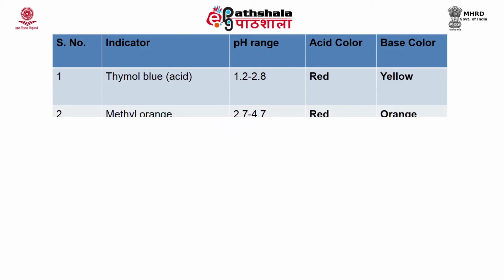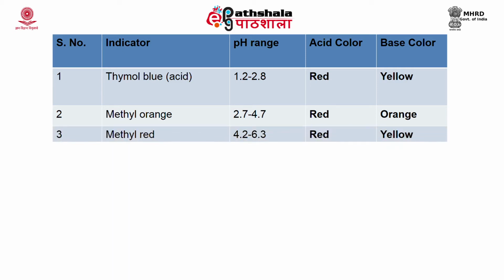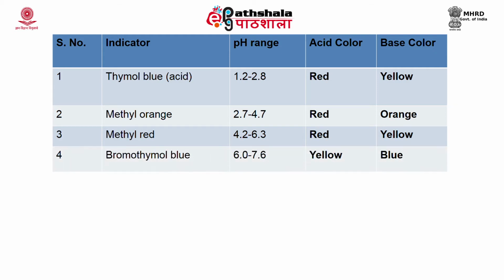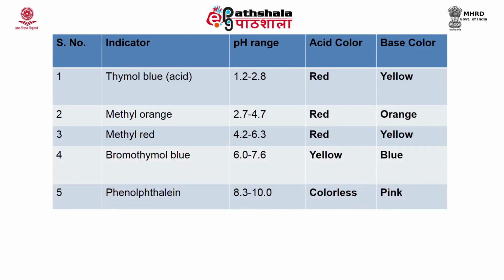Methyl orange: pH range is 2.7 to 4.7. The color in acidic range is red and in basic range is orange. Methyl red: the pH range is 4.2 to 6.3. The color in acidic range is red and basic color is yellow. Phenolphthalein: pH range is 8.3 to 10, and it is colorless in acidic solution and pink in basic solution.